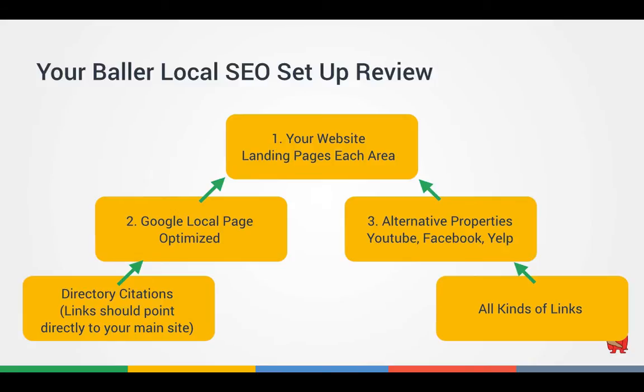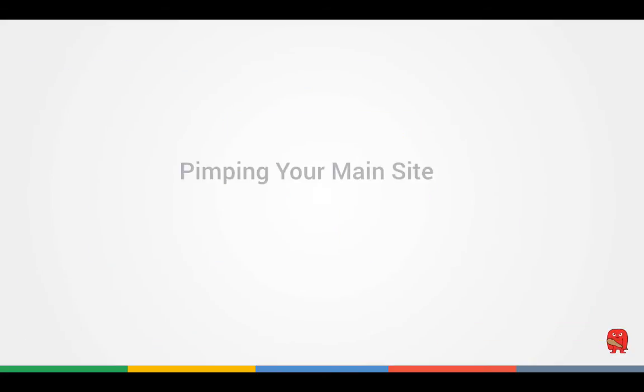and these kinds of suggestions in this video. We're not going to talk specifically about those, but these suggestions still apply to that part, and then all kinds of links underneath that. So we've got three main areas right here: your website, your Google local page, and your alternative properties. Today we're going to be focusing on both your website and your Google local page, but all these suggestions also apply to your alternative properties. Okay, so let's get right into it.